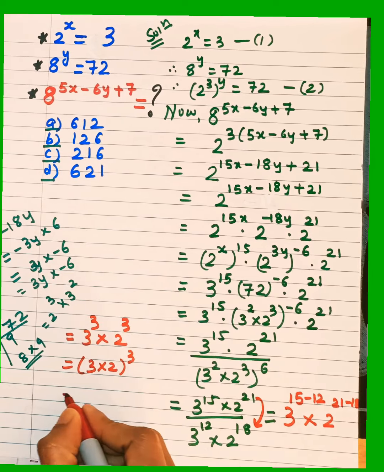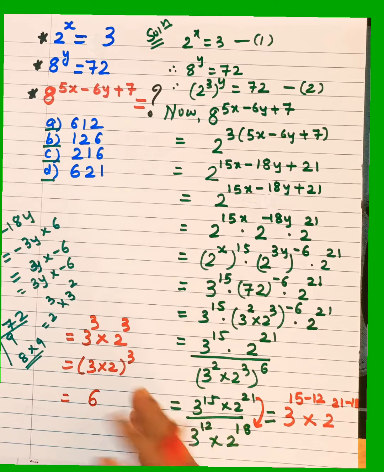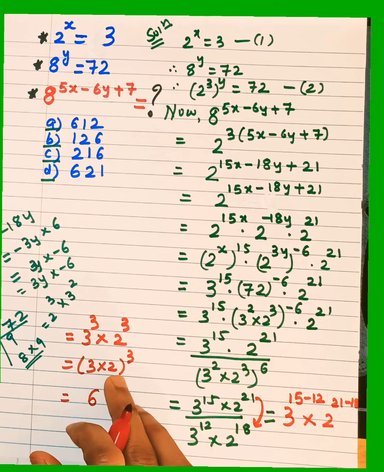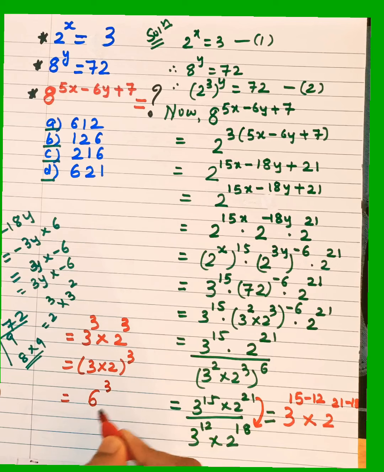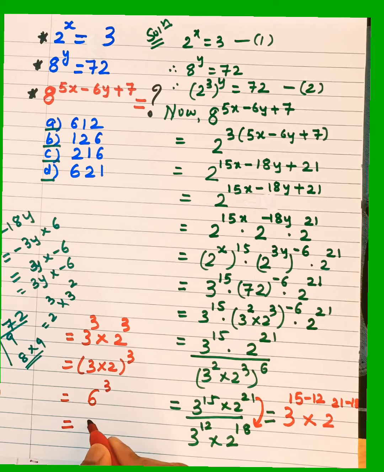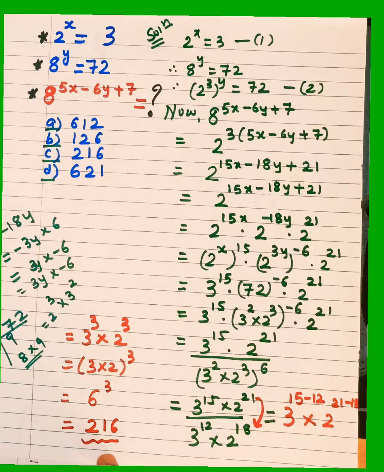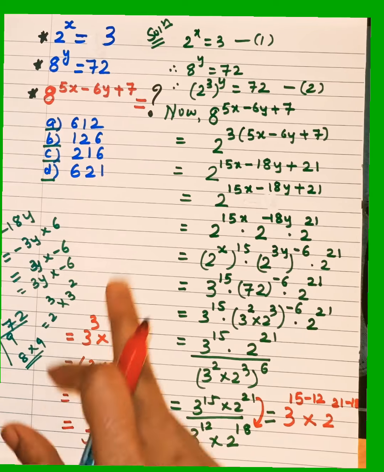Now if you multiply 3 twos are 6, and raised to 3. So 6 cube. What is 6 cube? If you multiply 6 three times, the answer is 216. So this will be our final answer. 216 is our answer for this type of question.